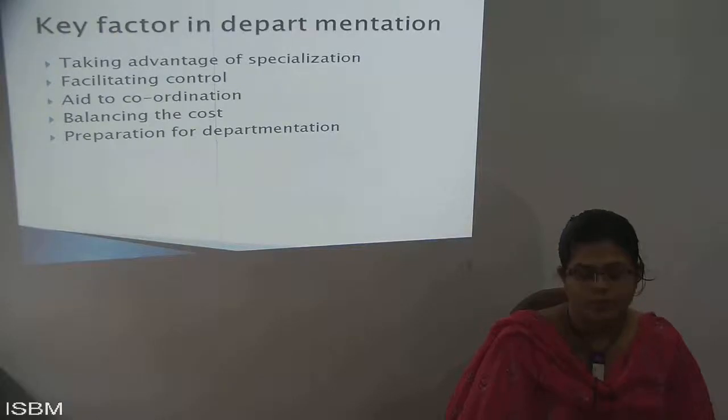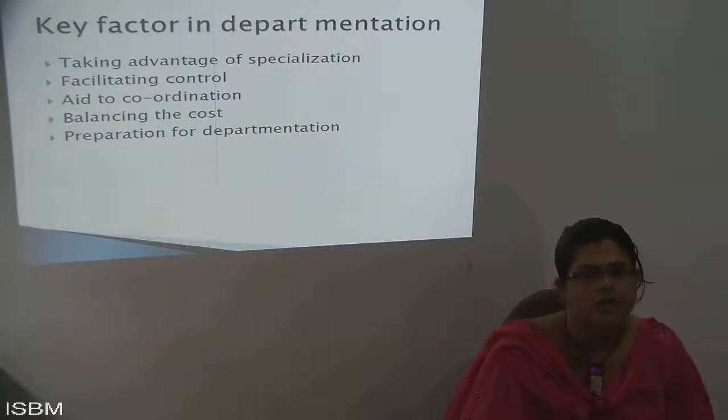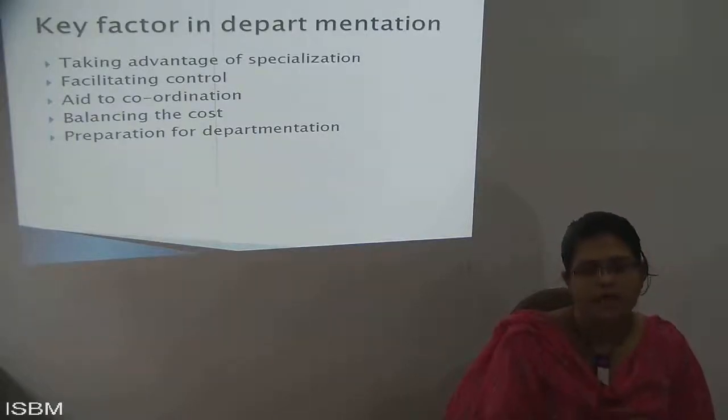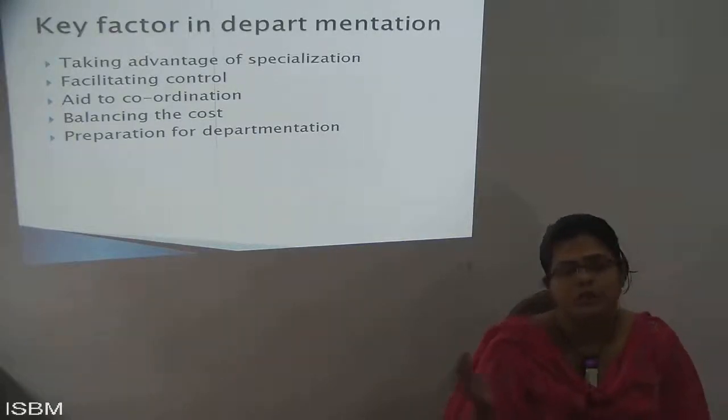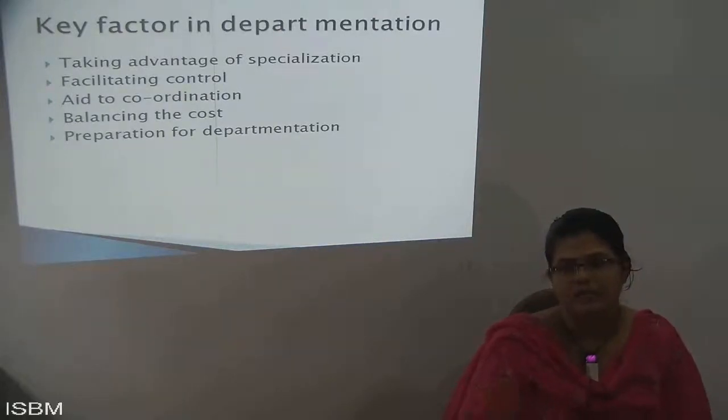Next is preparation for departmentation. There should be a proper way of preparation whenever you open any kind of department: what is to be there in this department, how you need to analyze in this department, how you need to enforce, how you perform your duties, and how you analyze each and everything in this department.